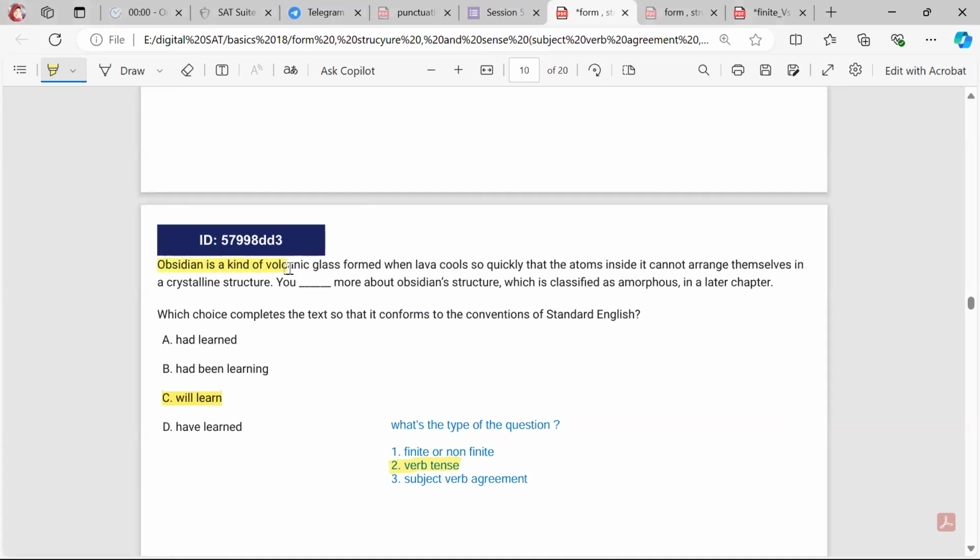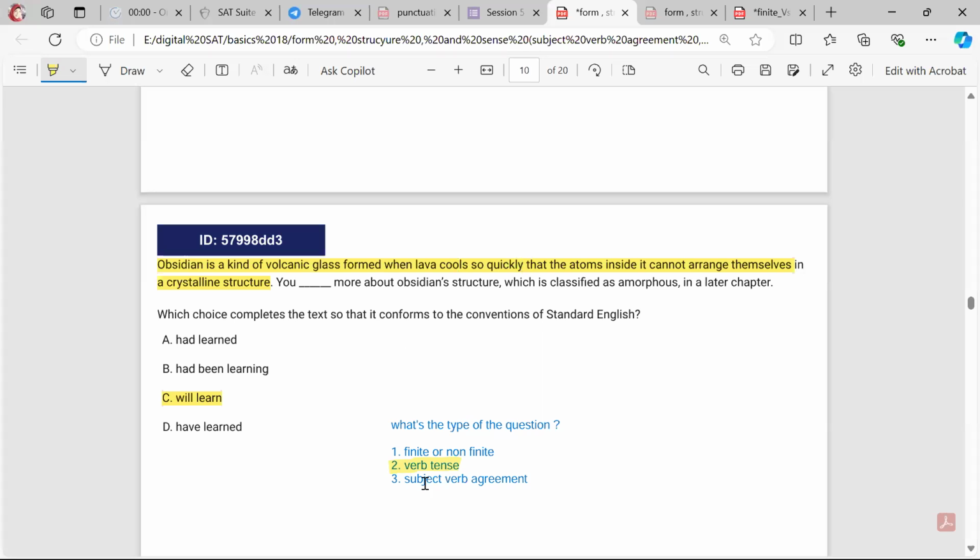Obsidian is a kind of volcanic glass formed when lava cools so quickly that the atoms inside it cannot arrange themselves in a crystalline structure. So no matter how many strange words you come across in any text, these weird names or weird terms can be defined in the text, so you don't have to get bothered. So obsidian is a kind of volcanic glass formed when lava cools so quickly.